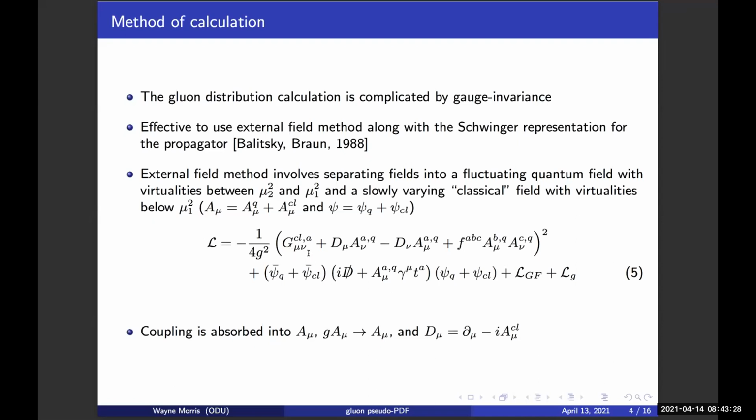you get the Lagrangian like this, where you have this classical field strength tensor written in terms of just the classical gauge fields, and then these extra terms written in terms of the quantum fields. Similar deal for the fermions. And then of course you have your gauge fixing and your Gaussian terms. And one other thing: this covariant derivative is not the regular covariant derivative. It's the covariant derivative with just the classical field here.